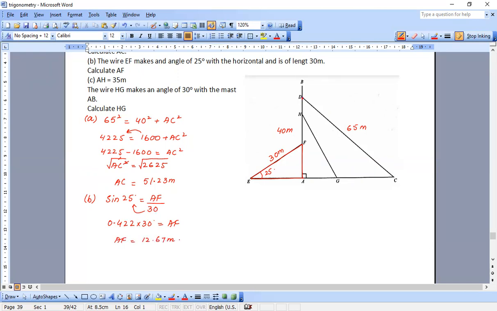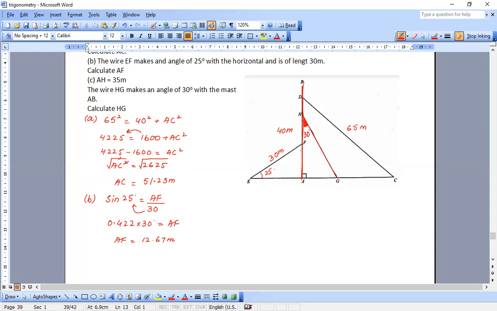12.67 meters. Part C. In part C, they are saying the wire HG makes an angle of 30 degrees with the mast AB. Okay, the wire HG, this is the wire HG and the mast AB. Okay, the mast is this. The angle that HG is making with the mast is this one. This is the angle, and this angle is how much? This angle is 30 degrees.